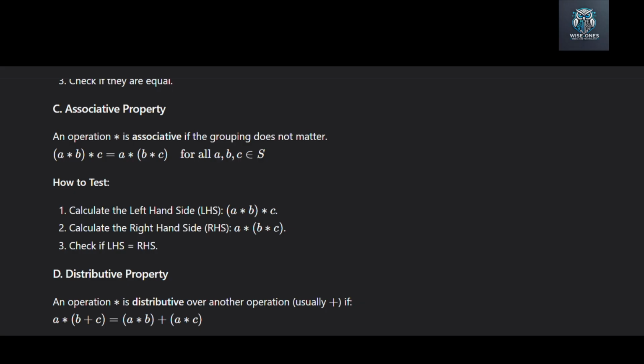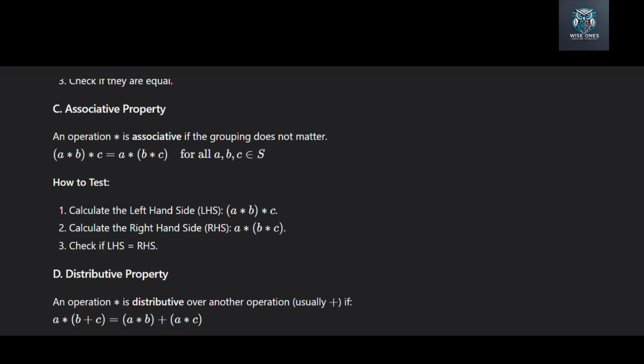Fourth is the distributive property. An operation star is distributive over another operation, usually addition, if a star (b plus c) equals (a star b) plus (a star c). This is like the normal distributive law from algebra.